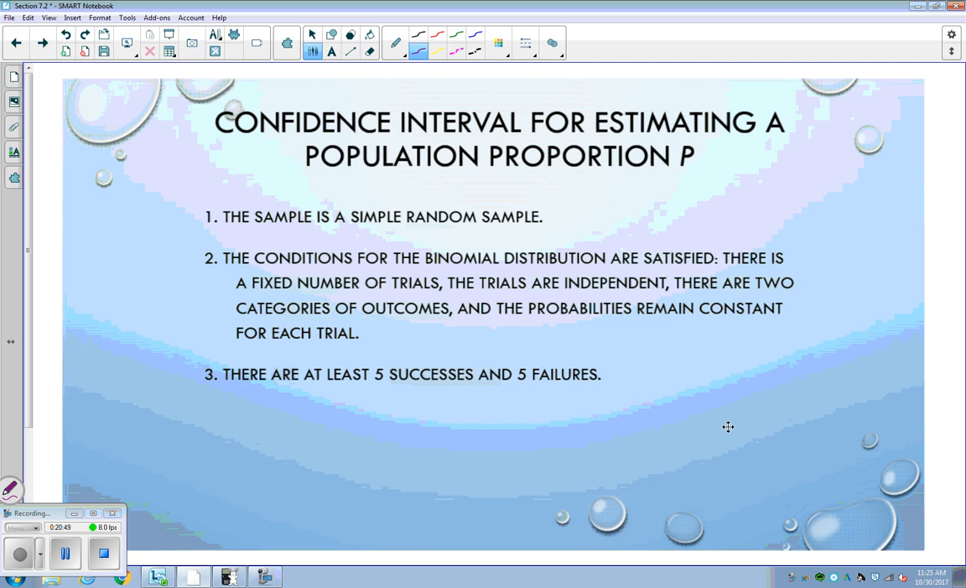Confidence intervals. The sample needs to be a random sample. And the conditions of the binomial are satisfied, that there is a fixed number of trials, the trials are independent, and there are 2 categories of outcomes, a yes and a no. Twitter. Do you know Twitter or you don't know Twitter? There's at least 5 successes and at least 5 failures. At least 5 people said yes, they know what Twitter is, and at least 5 people said no, they don't know what Twitter is. How would we check that?